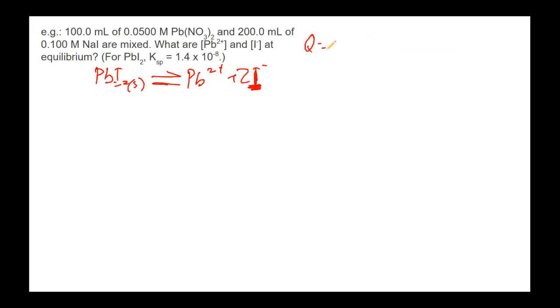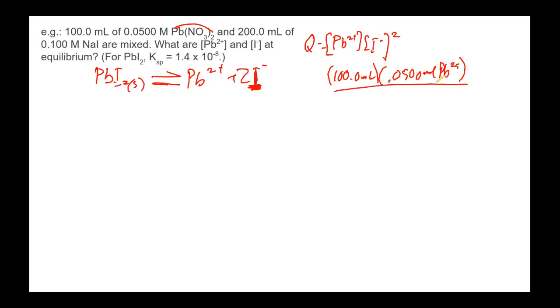So the expression for Q is going to be concentration of Pb2+ times concentration of I- squared. So we have to find out the concentrations of both of these species to be able to calculate Q. So what's the concentration of lead? Well, every lead nitrate that dissolves is going to give us one lead-2 ion. So we have 100 milliliters of solution, and it's 0.0500 moles of Pb2+ is going to be released for every liter. So let's just put that as molarity.